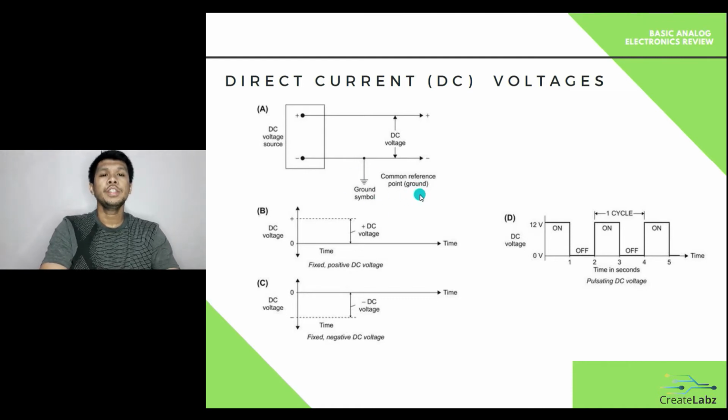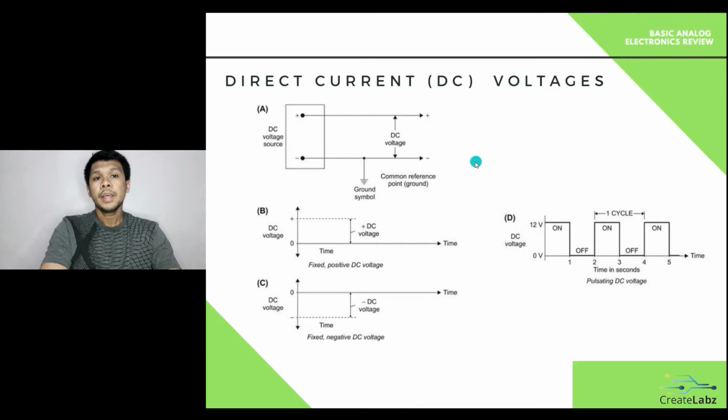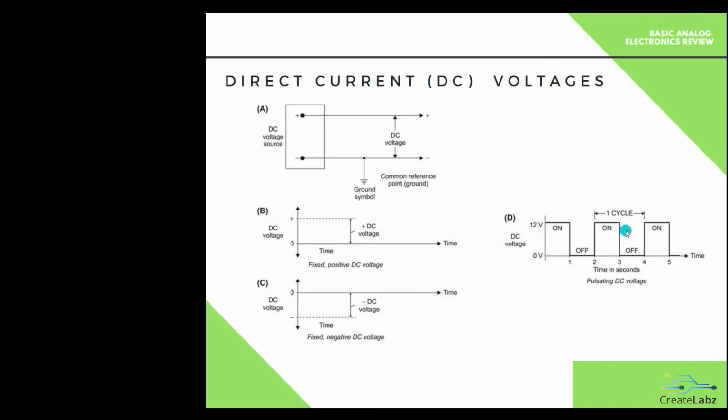Direct current voltages have their currents flow in one direction only. Examples of DC voltages are those coming from a car battery, AA battery, solar panels, solar cells. A DC voltage can be a positive DC voltage. It can also be a negative DC voltage or a pulsating DC voltage.